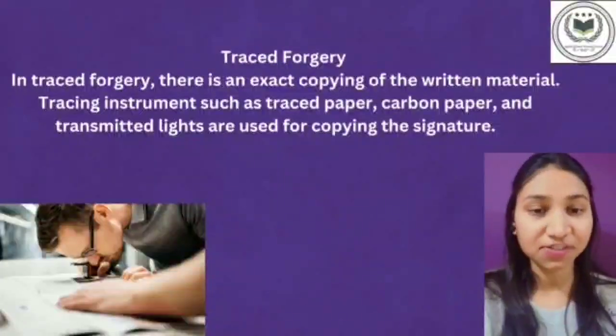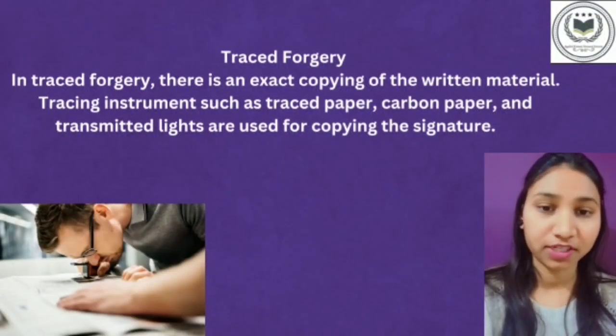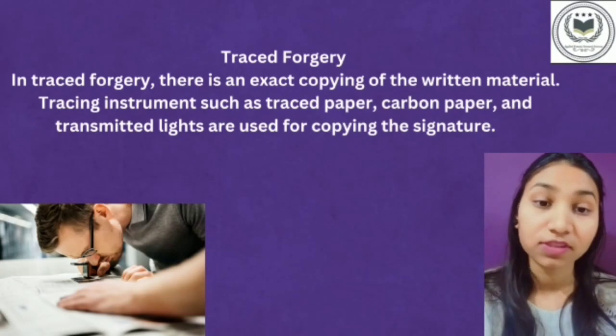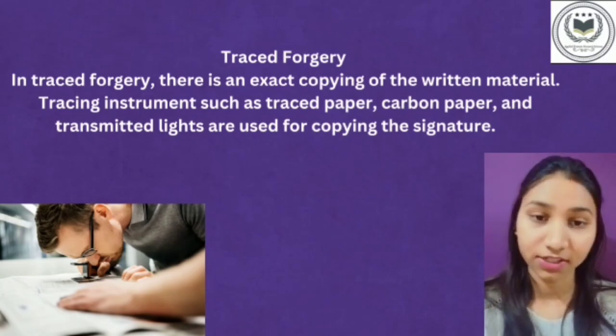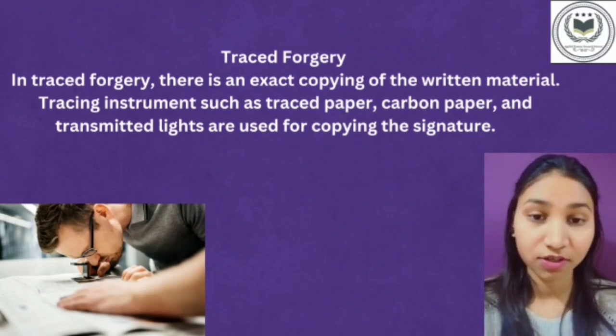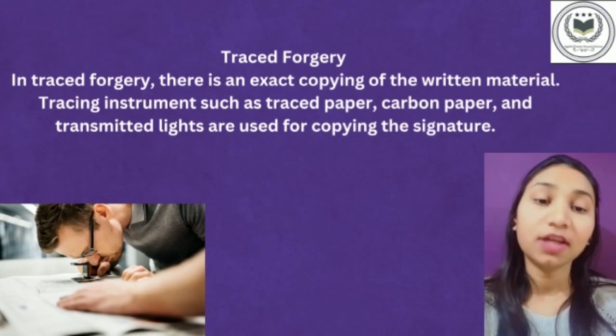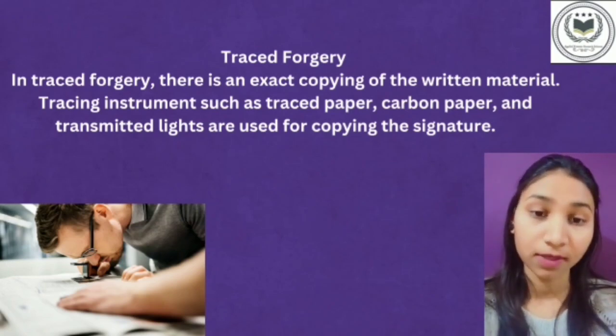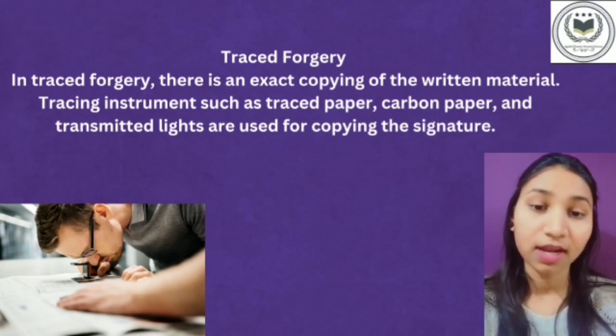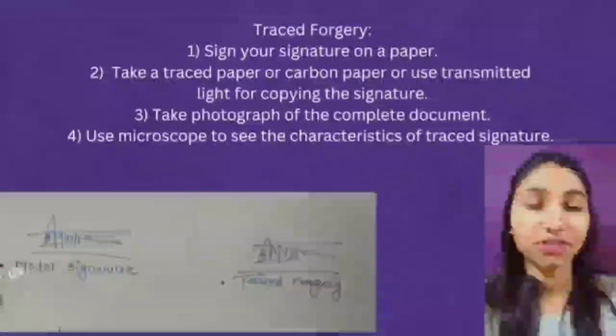Second is traced forgery. In traced forgery, there is an exact copying of the written material. Tracing instruments such as trace paper, carbon paper and transmitted lights are used for copying the signature. And the copied signature will have exact measurements of the model signature. There will be hesitation, changes in the direction and alignments, inconsistent pen pressure, and unnatural pen pauses and pen lifts will be observed in the traced forgery.